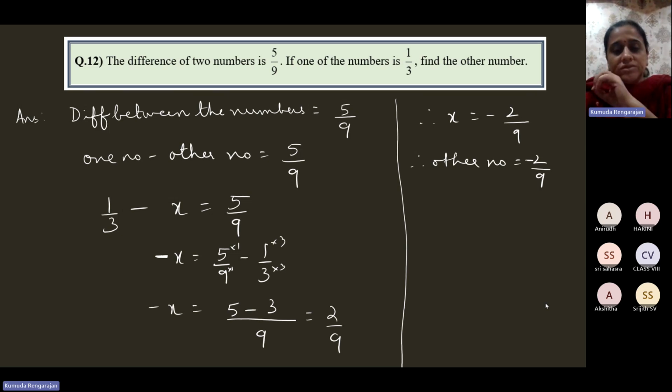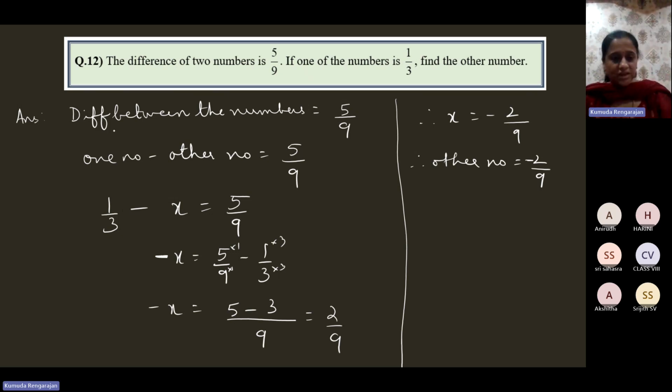Repeat. Difference is one number minus other number is equal to difference. It is always the greater number minus a smaller number. But here, one of the numbers is given without mentioning if the number given is the larger number or the smaller number. That's not mentioned. So you can take 1 by 3 as the larger number, or you can take 1 by 3 as a smaller number.